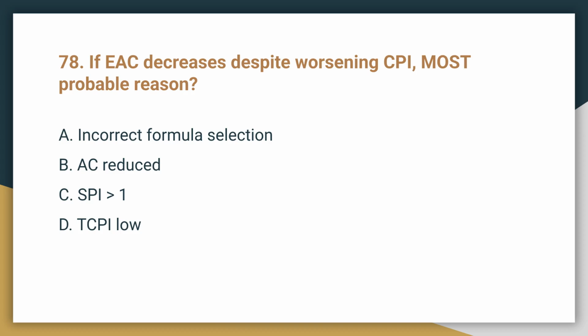Question 78. If EAC decreases despite worsening CPI, what is the most probable reason? The most probable reason is incorrect formula selection. A worsening CPI, meaning less earned value per actual cost, should typically lead to an increased EAC, not a decrease.